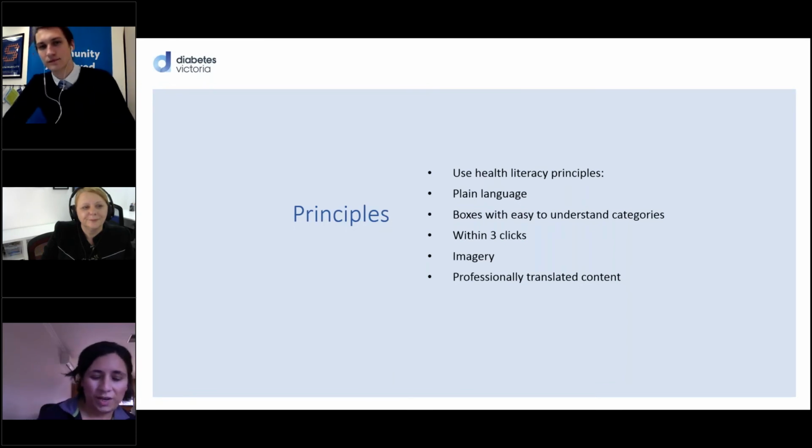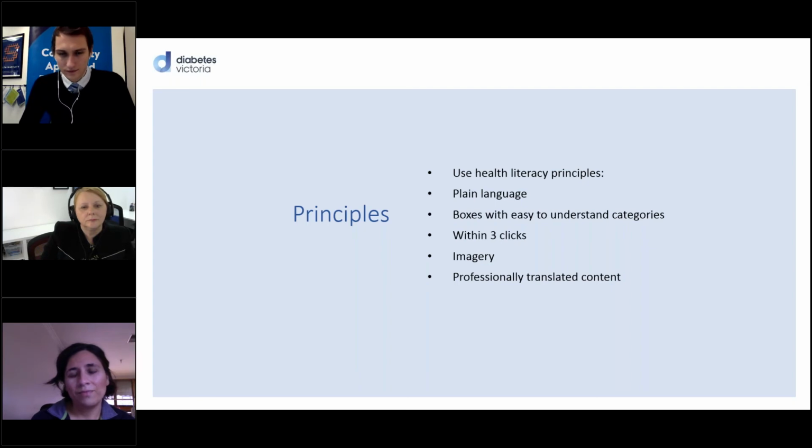So the principles that we've used in the development of our translated web pages very much focus on health literacy principles around avoiding jargon and acronyms, and if we use them, we explain them. We use plain, easy to understand language, and all of these things also really help the translation process. We have easy to understand categories. We explain big pieces of information in bite-sized pieces, and where possible, we try and use actionable language as well.